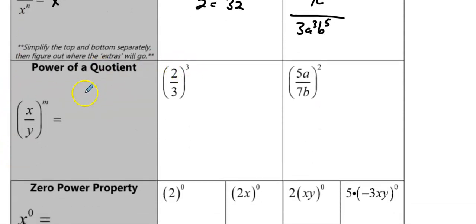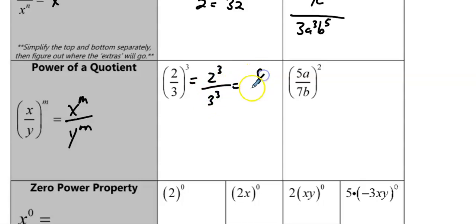Power of a quotient, again, the exponent is going to apply to each factor in the numerator and denominator. So this is x to the m over y to the m. So if it's 2/3 cubed, 2 cubed over 3 cubed, which is 8 over 27.